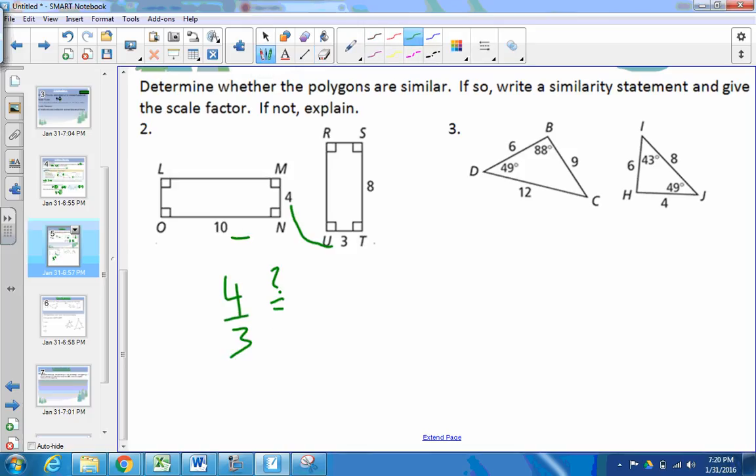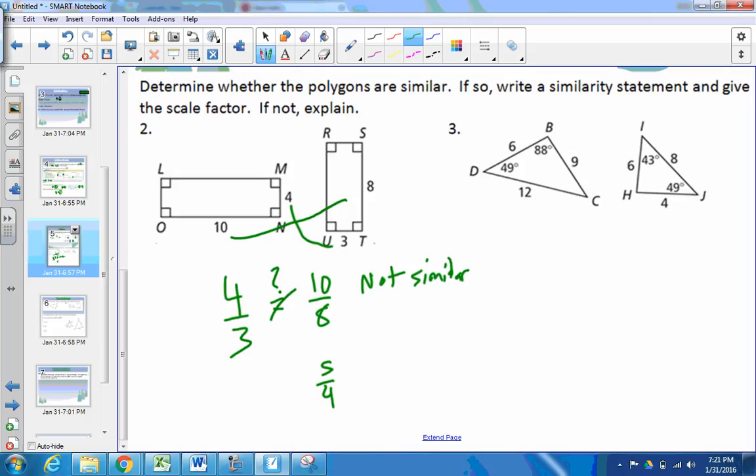We're wondering, is that congruent to 10 to 8? Well, 10 to 8 reduces to 5 to 4, and that would be not true. So these are not similar. And if you'd explain it, it's because there's not the same scale factor. All right, let's look at number 3.